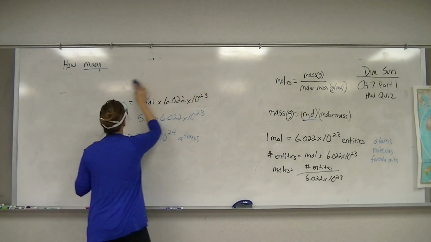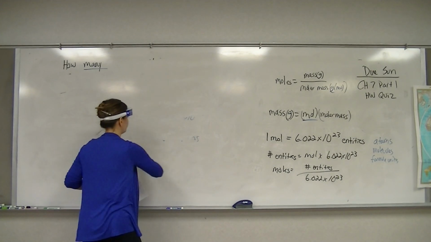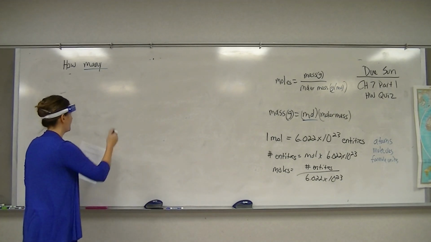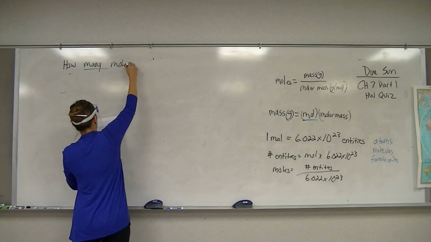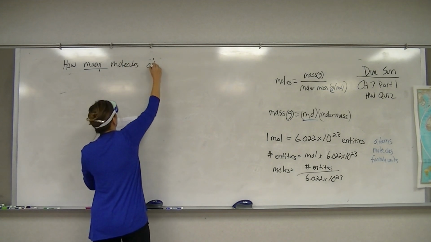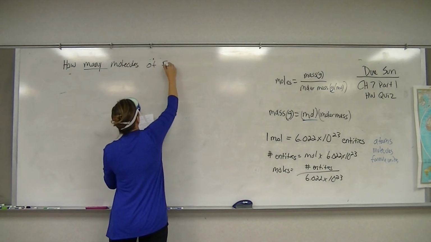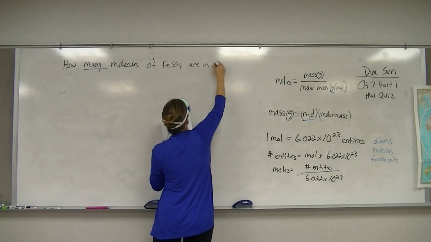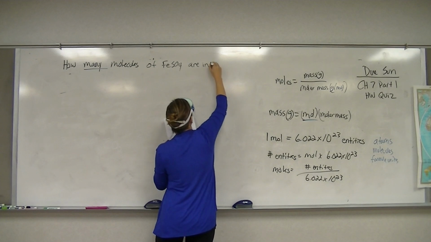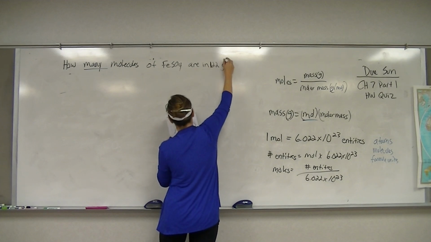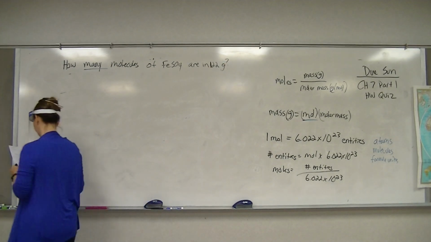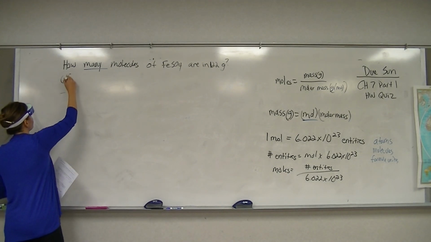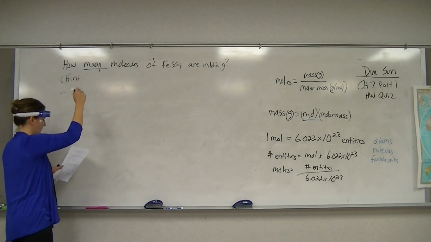Now we're going to try one a little bit harder. So how many molecules iron sulfate 122 grams. And for ones like this, I'll usually give you a hint.